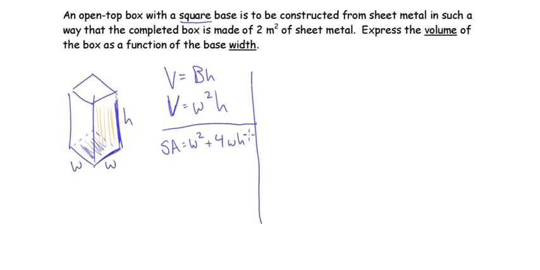Now, another piece of information we know and that we're going to need to use is that 2 is equal to the sheet metal that we have. 2 is what that surface area is. So if we substitute 2 in for W squared plus 4 times WH, we now have some more information that we can use to eliminate some of these variables. Essentially what we're going to do right here is solve for H and then plug that H back in for H in the volume, and then we'll be all set. So let's go through that process.